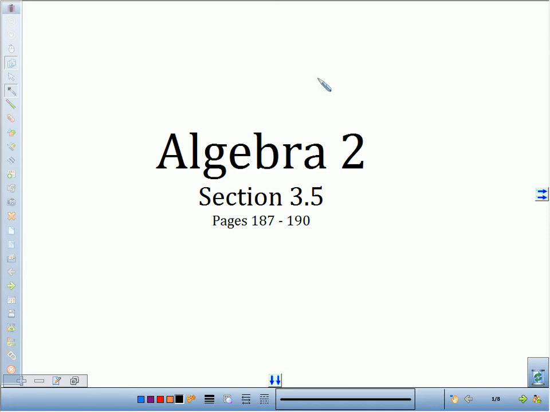These are the notes for Algebra 2, Section 3.5, pages 187 to 190 in your textbook. And they have to deal with basic matrix operations. And before we get started on the basic matrix operations, we want to deal with some vocabulary.